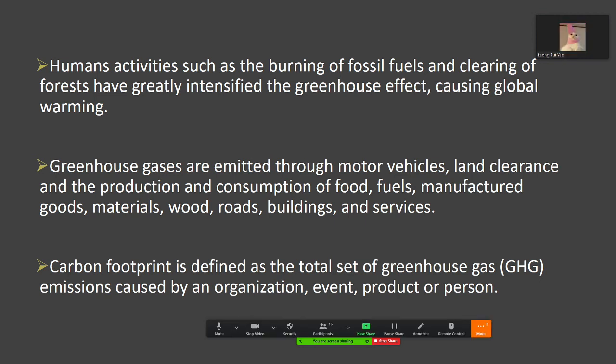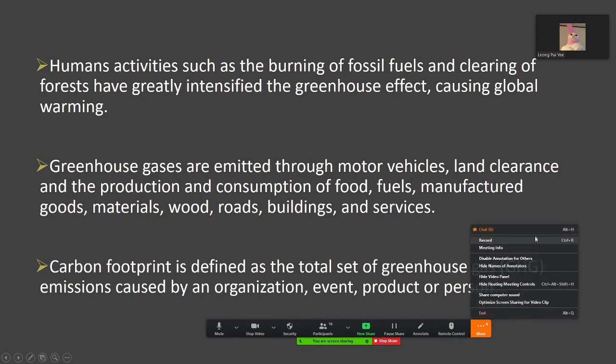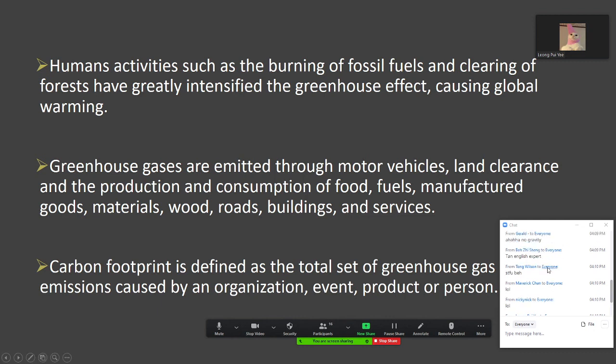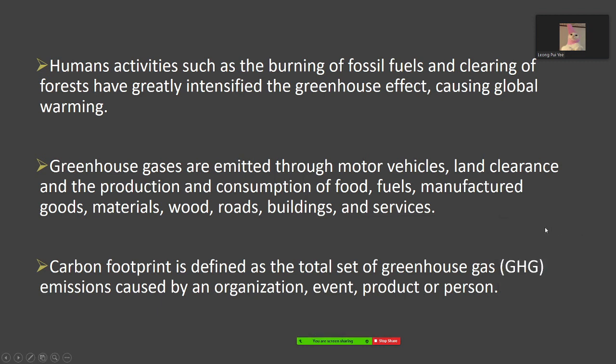There are many causes of global warming. Human activities such as the burning of fossil fuels and clearing of forests have greatly intensified the greenhouse effect. Greenhouse gases are emitted through motor vehicles, land clearance, and the production and consumption of fuels, manufactured goods, materials, woods, roads, buildings, and services. Carbon footprint is defined as the total set of greenhouse gas (GHG) emissions caused by an organization, event, product, or person.